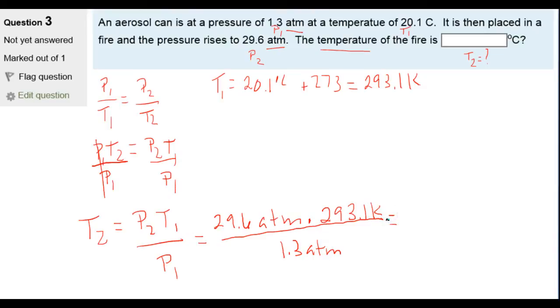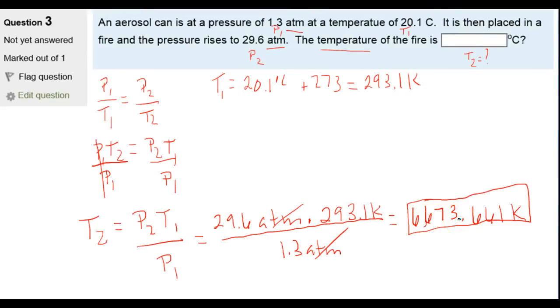Getting a little crooked here. I'll try to straighten out for the next problem. And we end up with 29.6 times 293.1 divided by 1.3, and we end up with 6,673.661. Atmospheres will cancel out, leaving us with Kelvin. So there is our new temperature of this gas after this aerosol can is thrown into the fire, apparently.